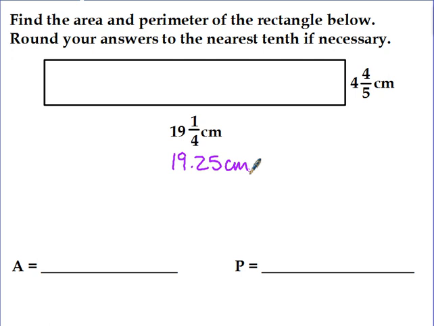I can do the same thing over here, 4 divided by 5, and that makes it 4.8. And then you can multiply them to get your area, which is going to be 92.4. And don't forget your units. And then I can add up all four sides to get 48.1.